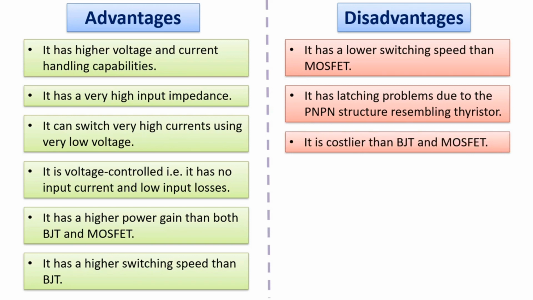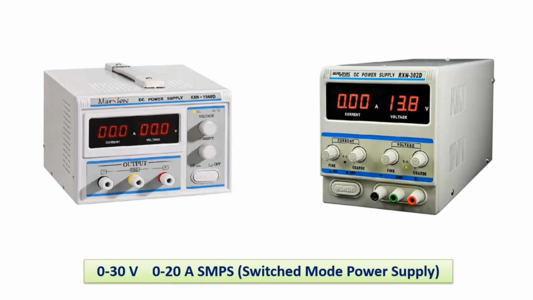So where are IGBTs used? Now let's look at where they are used. IGBTs have numerous applications used in AC and DC circuits. Here are some of the important applications of IGBT. SMPS, or switched mode power supply, is used to power sensitive medical equipment and computers. These devices regularly supply power to electronic devices.